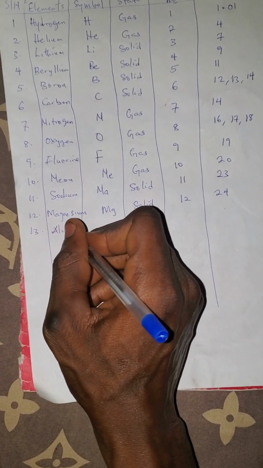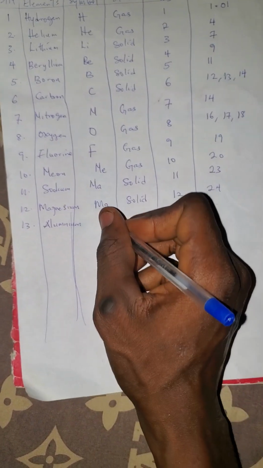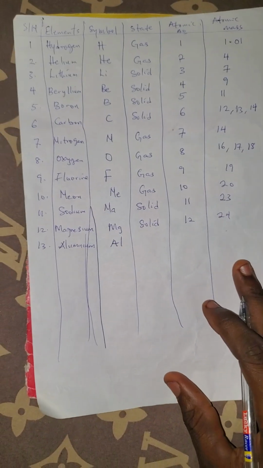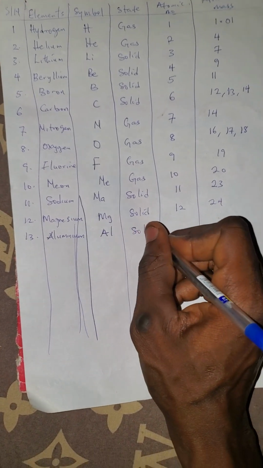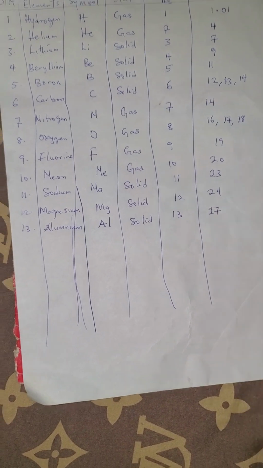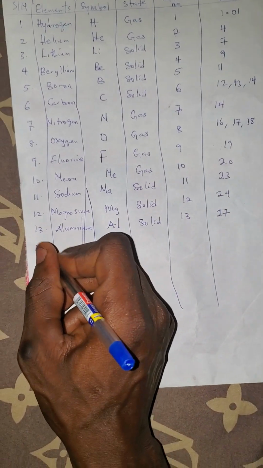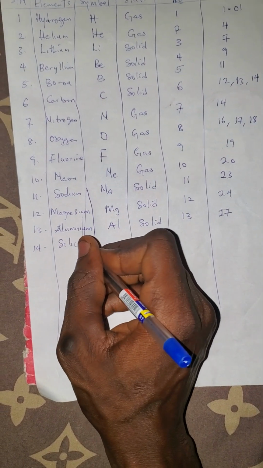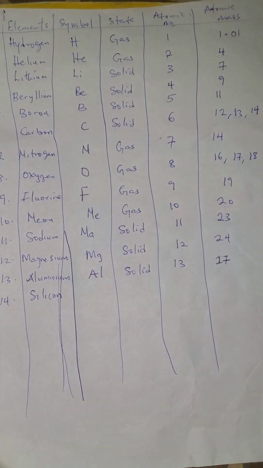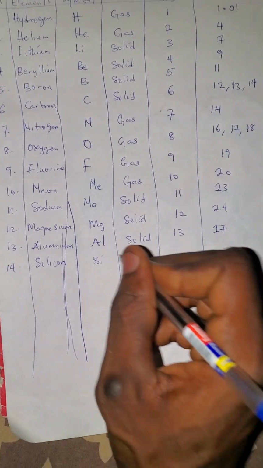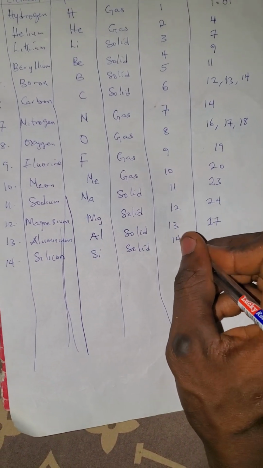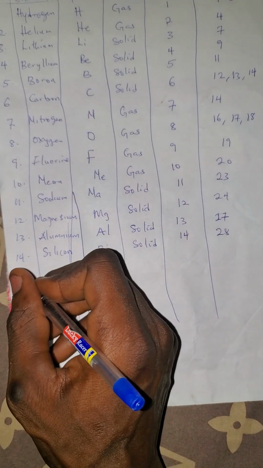We have 13. We have aluminium. Aluminium is Al, and at the same time it is solid in state. No 13, so times 2 plus 1, that will be 27. So this one is 27. We have number 14. Number 14 is silicon. And the silicon has the symbol to be Si, in which it is solid in state, and at the same time, don't forget it is 14. So times 2, we have it to be 28 as the atomic mass.